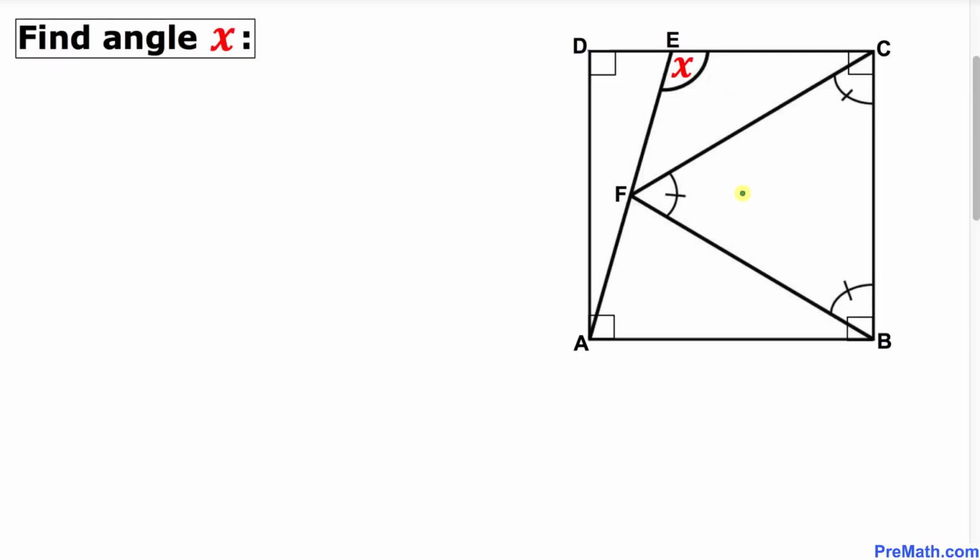In this video tutorial, we have got this square ABCD, and moreover, we got a triangle BCF, as you can see in this diagram, such that all these three angles in it are congruent. And now we are going to find the value of this angle X.